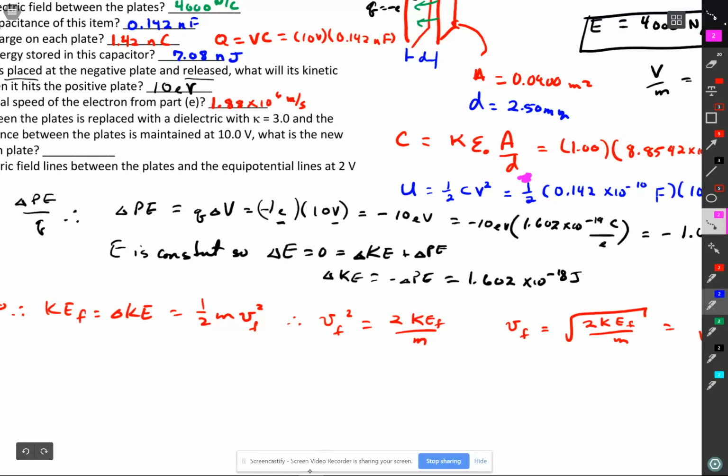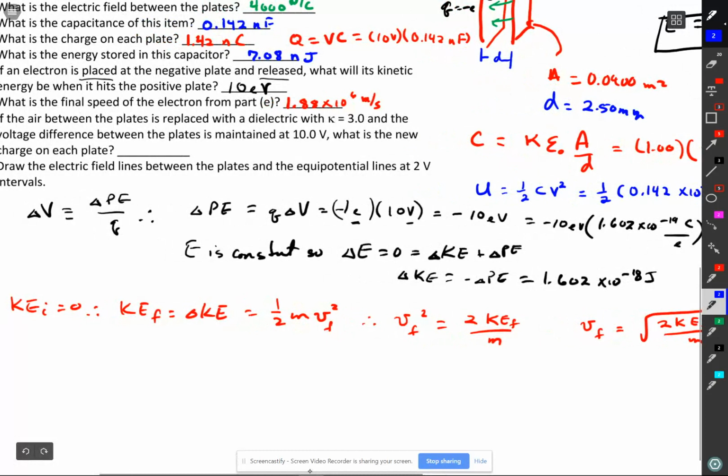And if my capacitance is 3 times bigger, then since Q is equal to VC, my charge will be 3 times bigger. So all I really have to do is take Q is equal to VC, C is equal to 3 times 0.142 nanofarads, so it's going to be 10 volts times 3 times 0.142 nanofarads, which is 3 times 1.42 nanocoulombs, giving me 4.25 nanocoulombs. That is the charge I will have on the plate in this case.